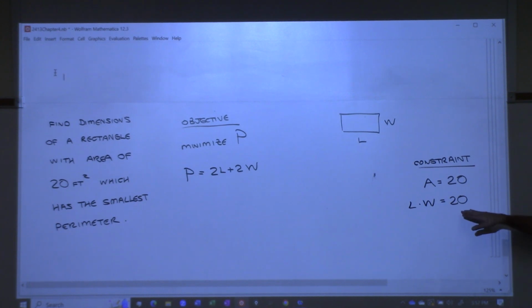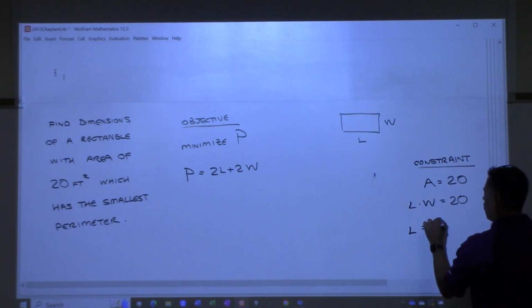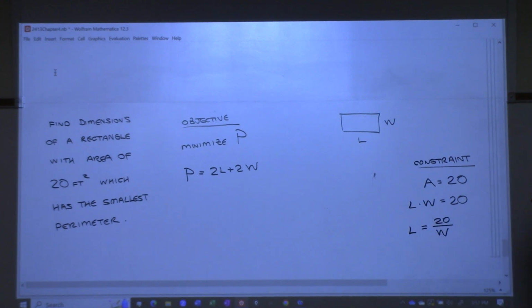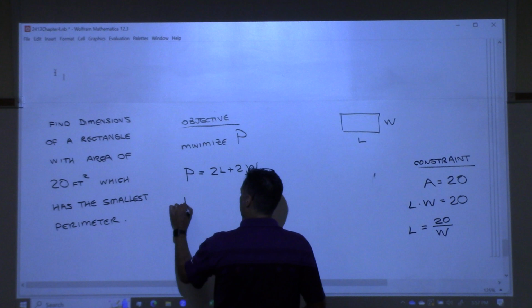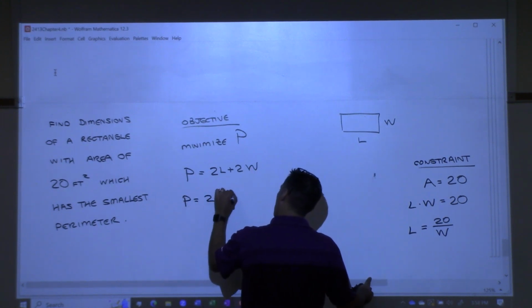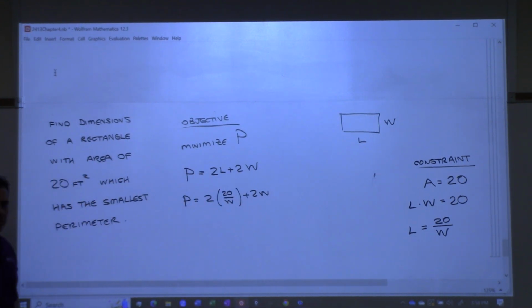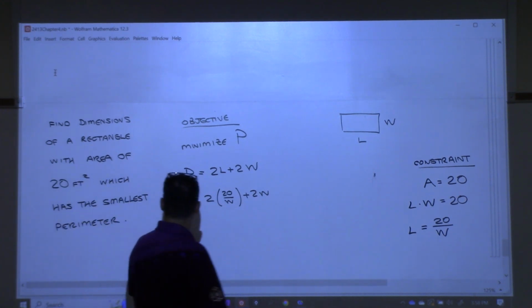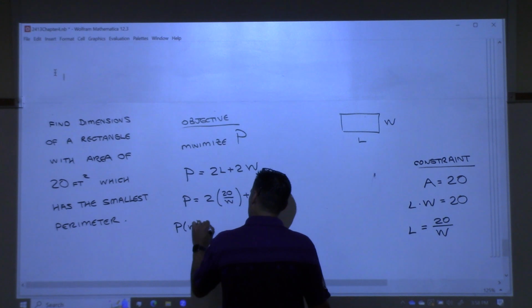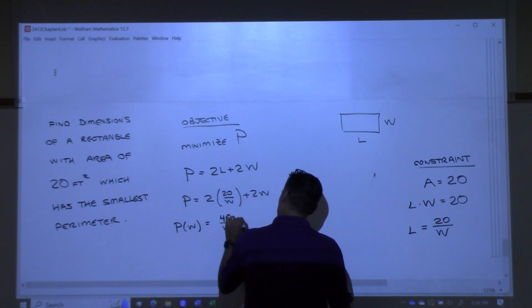And then what can I do with this? Solve for one of these. Which one do you want to solve for? L, let's solve for L again. L is 20 over W. And what am I going to do with that? Plug it in over there for L. So now my perimeter becomes 2 times 20 over W plus 2W. That is now a function of a single variable, isn't it? P now depends on W and W alone. Now, unfortunately, I'm going to write P of W. It's going to be 40 over W plus 2W.